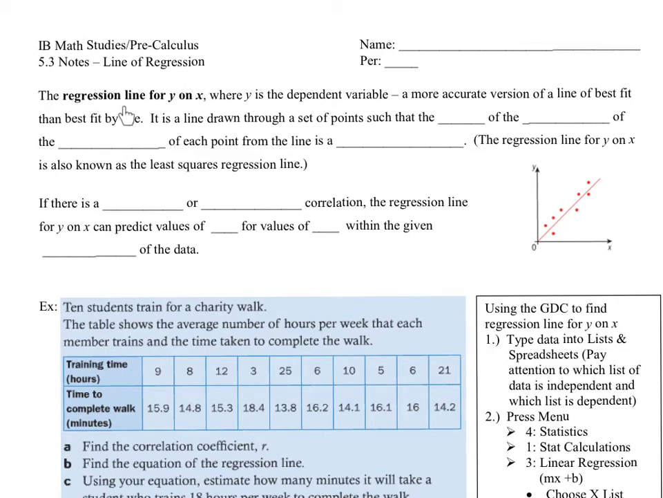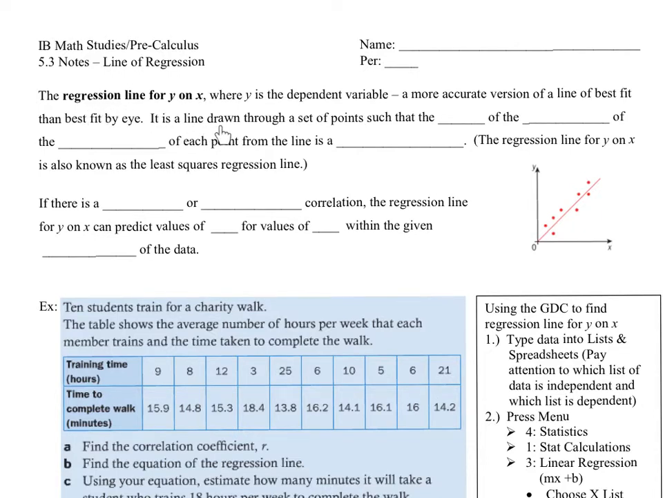The regression line for y on x, where y is the dependent variable, is a more accurate version of the line of best fit than when we just do best fit by eye. In other words, when we just try to find that mean point and then draw the line of best fit by hand, that's very inaccurate. So we can actually calculate a more accurate regression line.